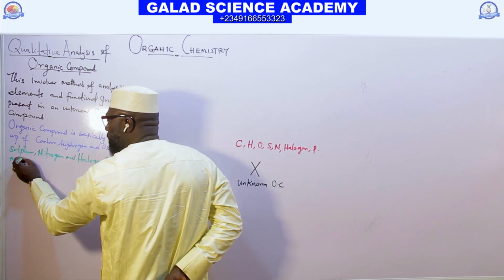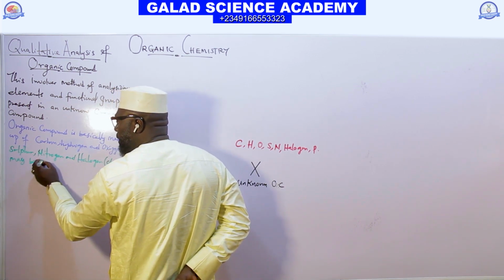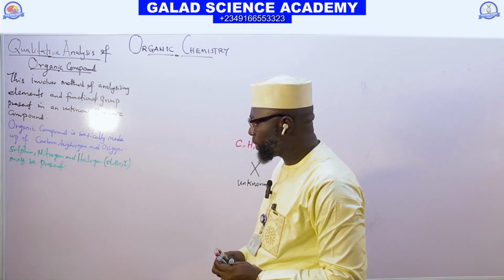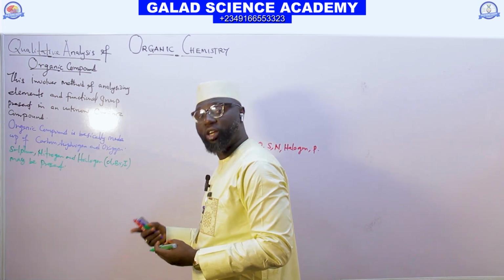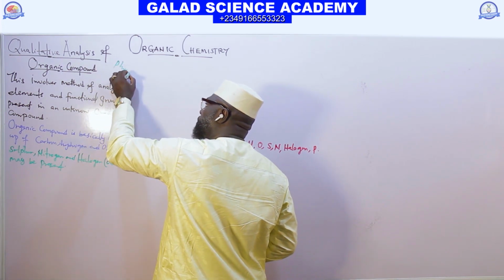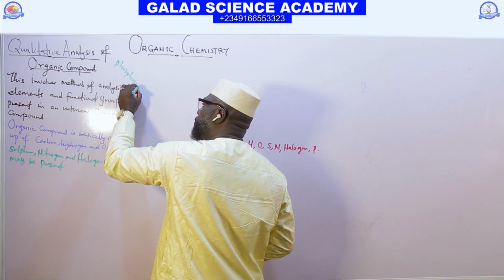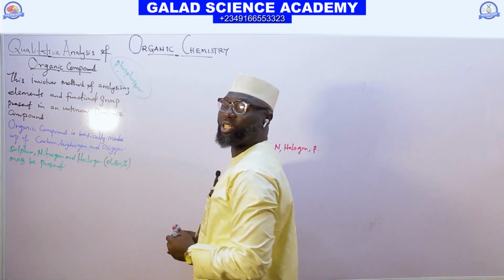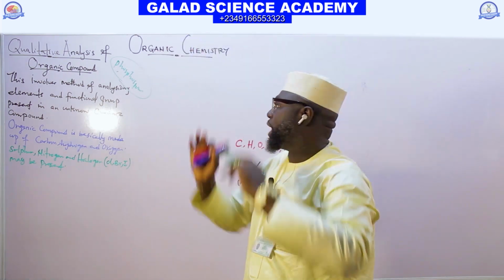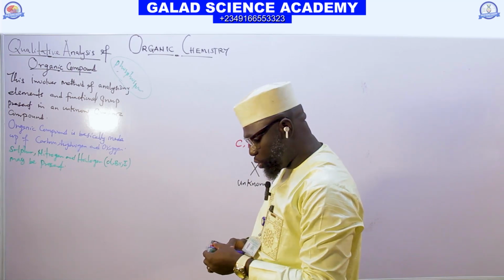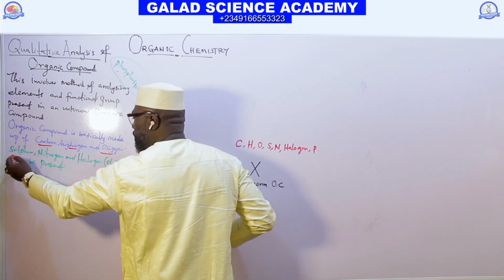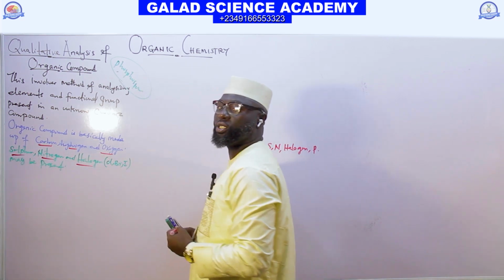They may be present. Whereas in some organic compounds, but it is very rare, they also contain phosphorus. But compounds that contain phosphorus or metal are very rare. So in short, our organic compound contains carbon, hydrogen, oxygen, sulfur, nitrogen, and halogen.